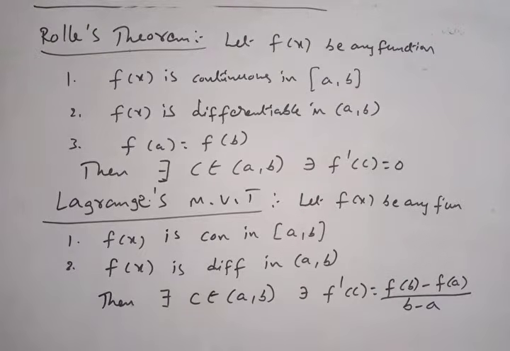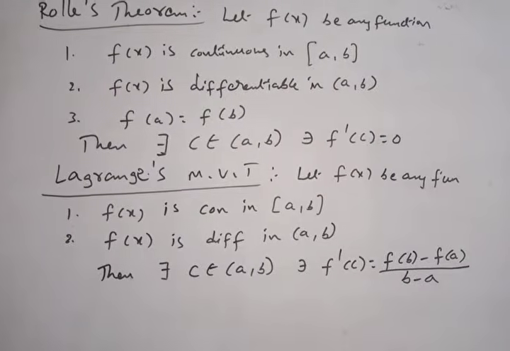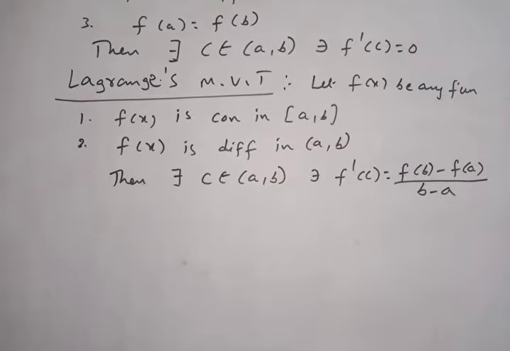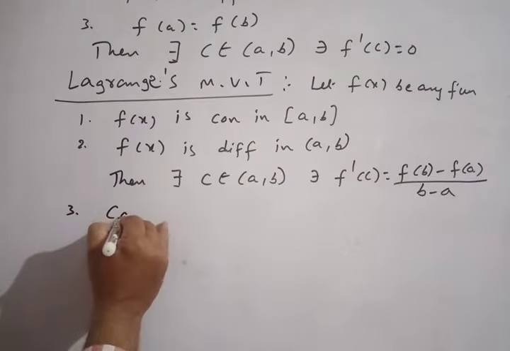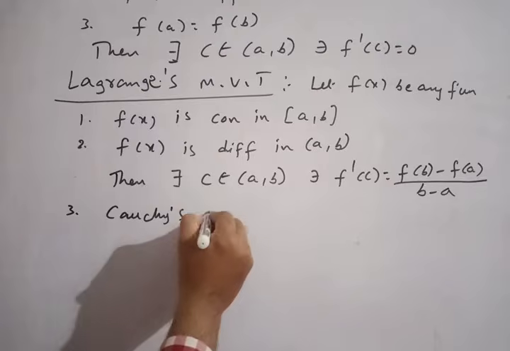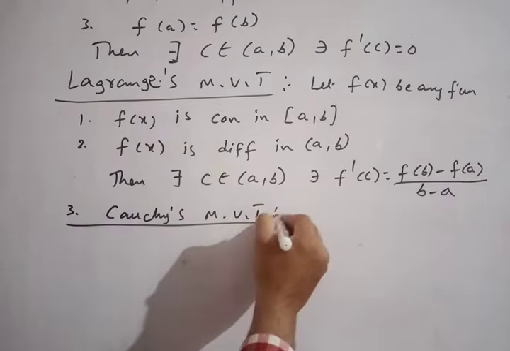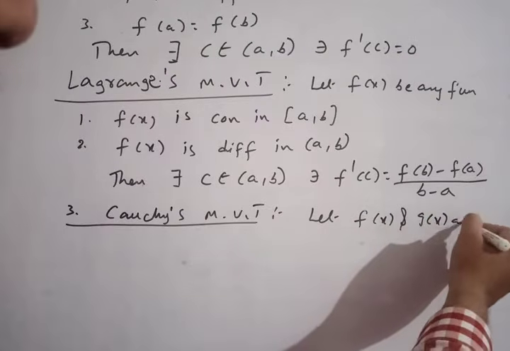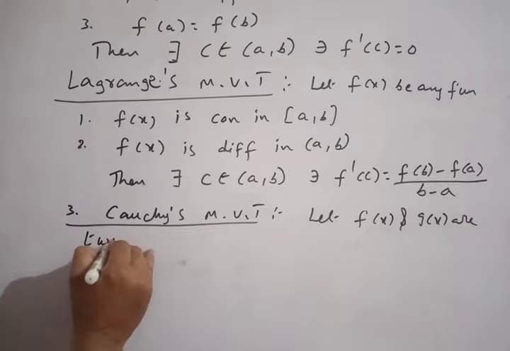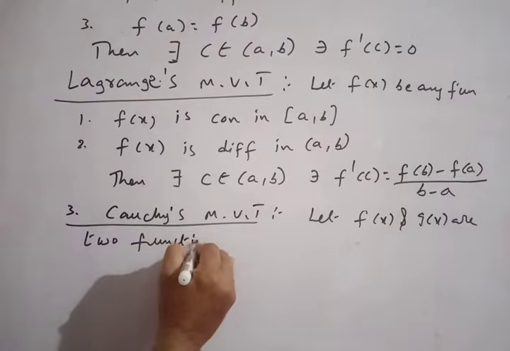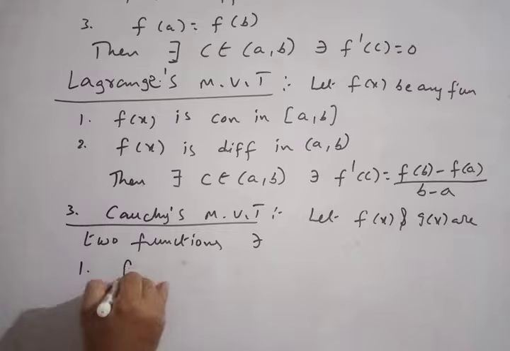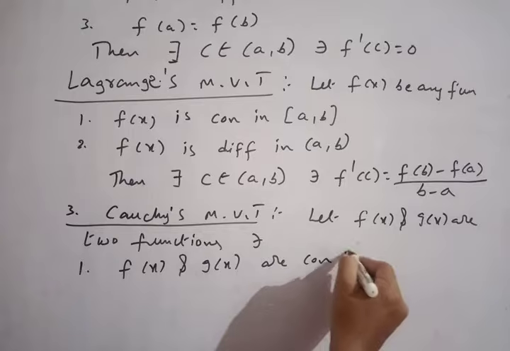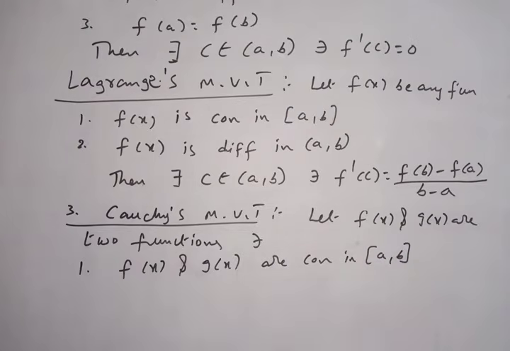Then what is Cauchy's? In Cauchy's mean value theorem, how many functions do we have? We have 2 functions. Here let f of x and g of x be 2 functions such that, first point, f of x and g of x are continuous in the closed interval a comma b.